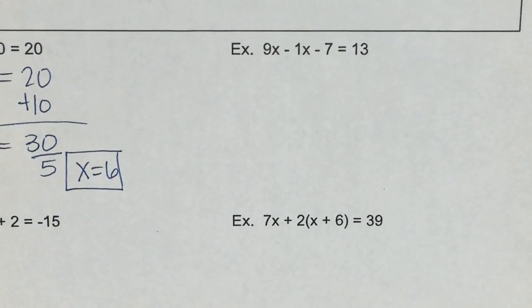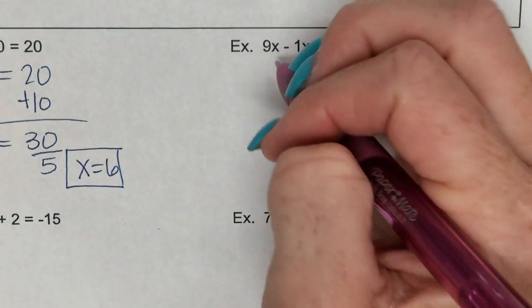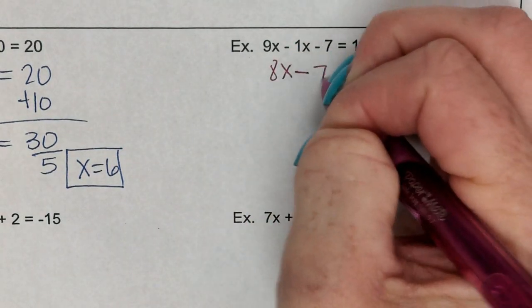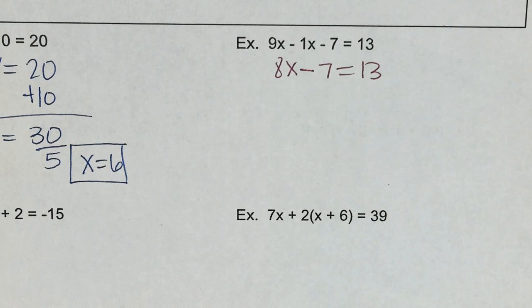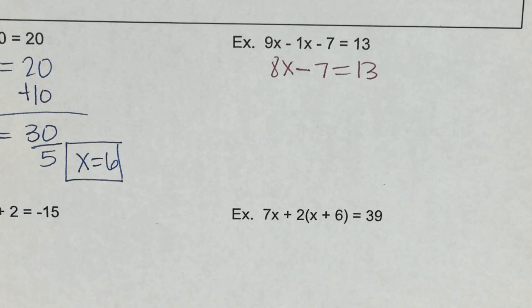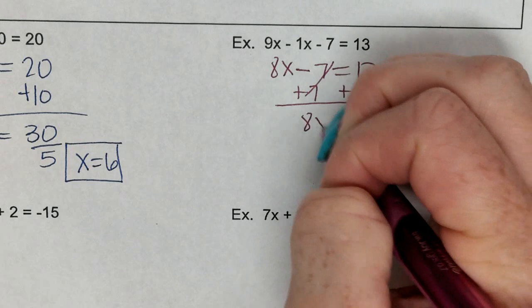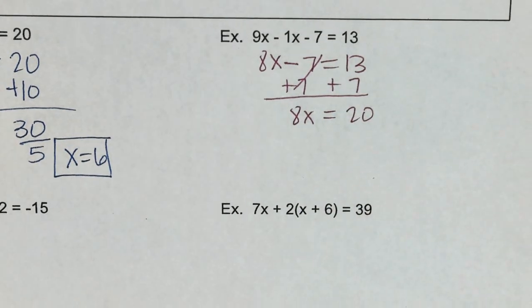All right, let's do the next one. Are there any parentheses to deal with? No. Can I combine any like terms? Yes. What is 9x minus 1x? 8x. So I have 8x minus 7 equals 13. I'm now going to get rid of the constant, which is the minus 7. How do I get rid of a minus 7? Plus 7. So I have 8x equals 20.